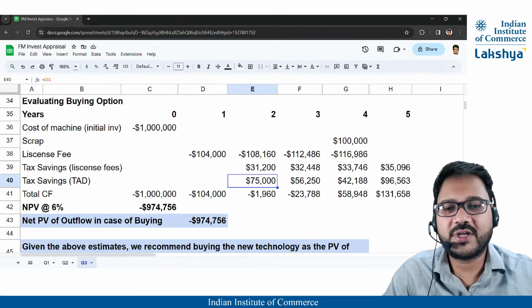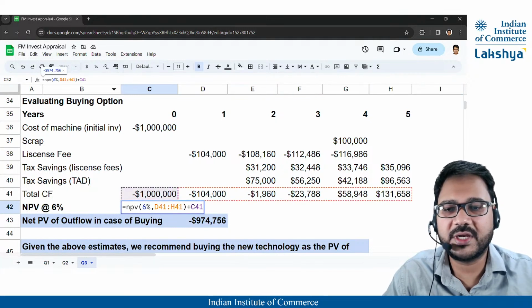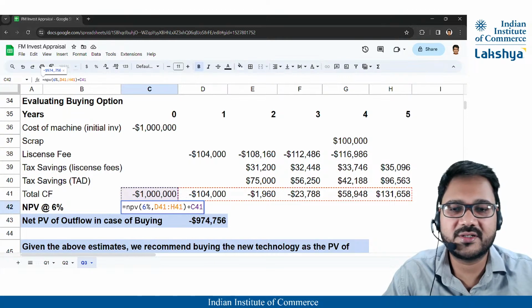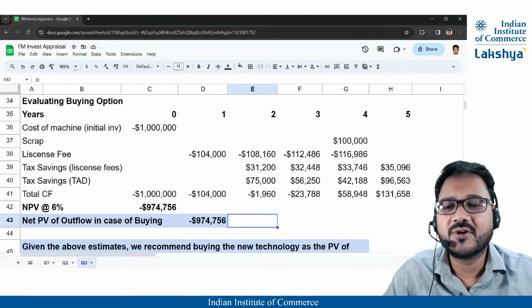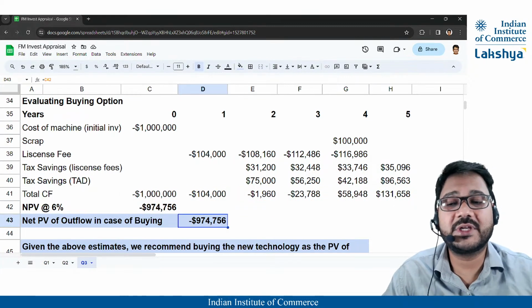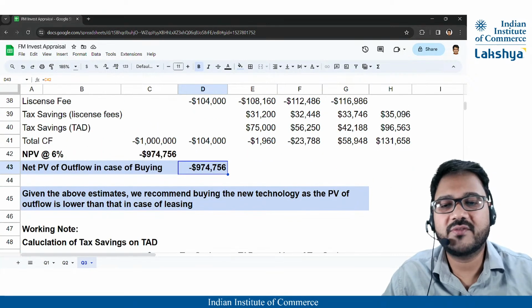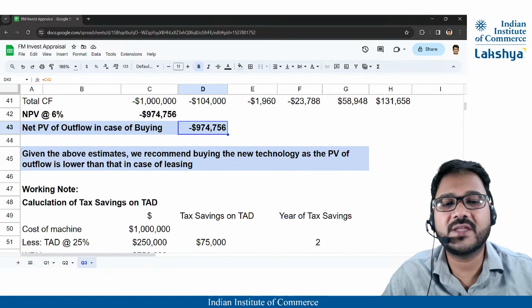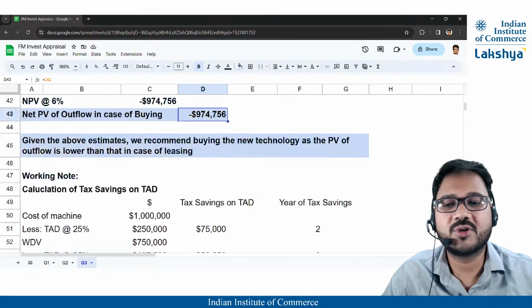Then you have your tax saving, you find out all your cash flows, you find the NPV using the formula NPV, 6%, select all year one onwards cash flow, and then adjust for year zero, which is already in present value. And then you find out it's less than $1 million outflow. So you will say go ahead with buying. Given the above estimates, we recommend buying the new technology because the outflow is lower.